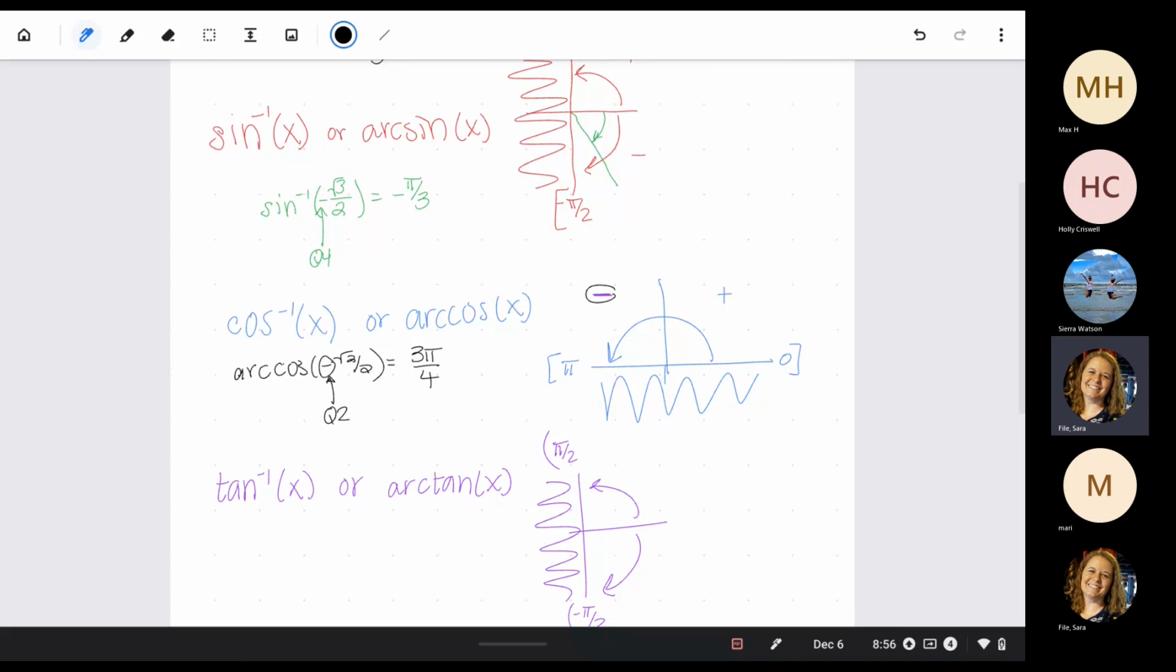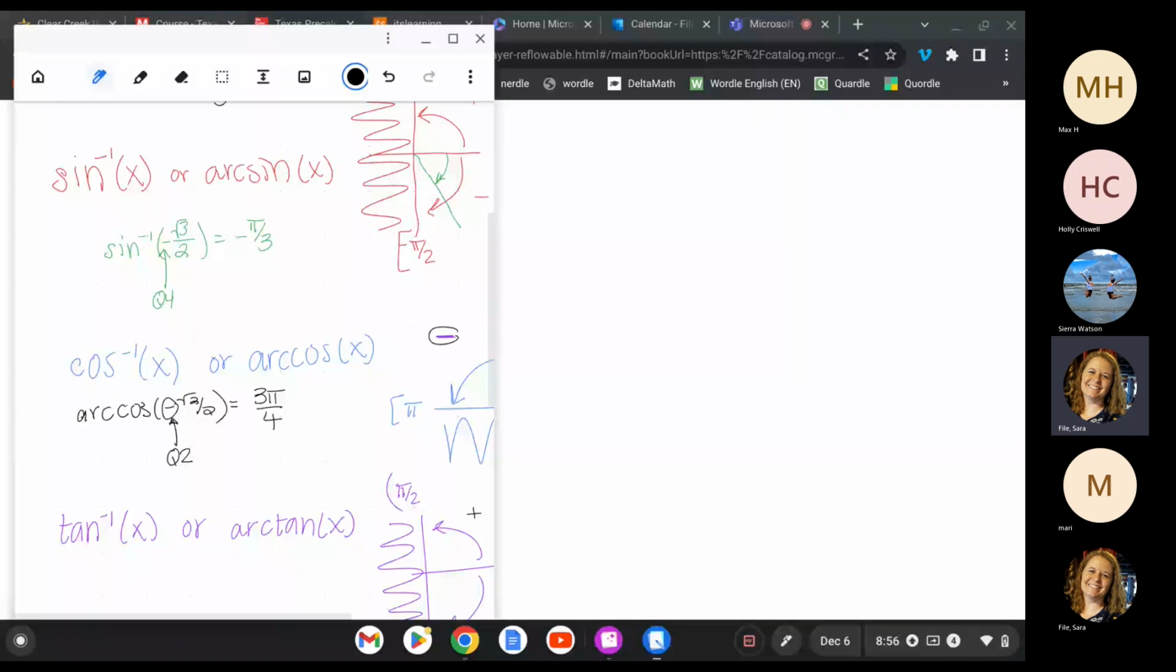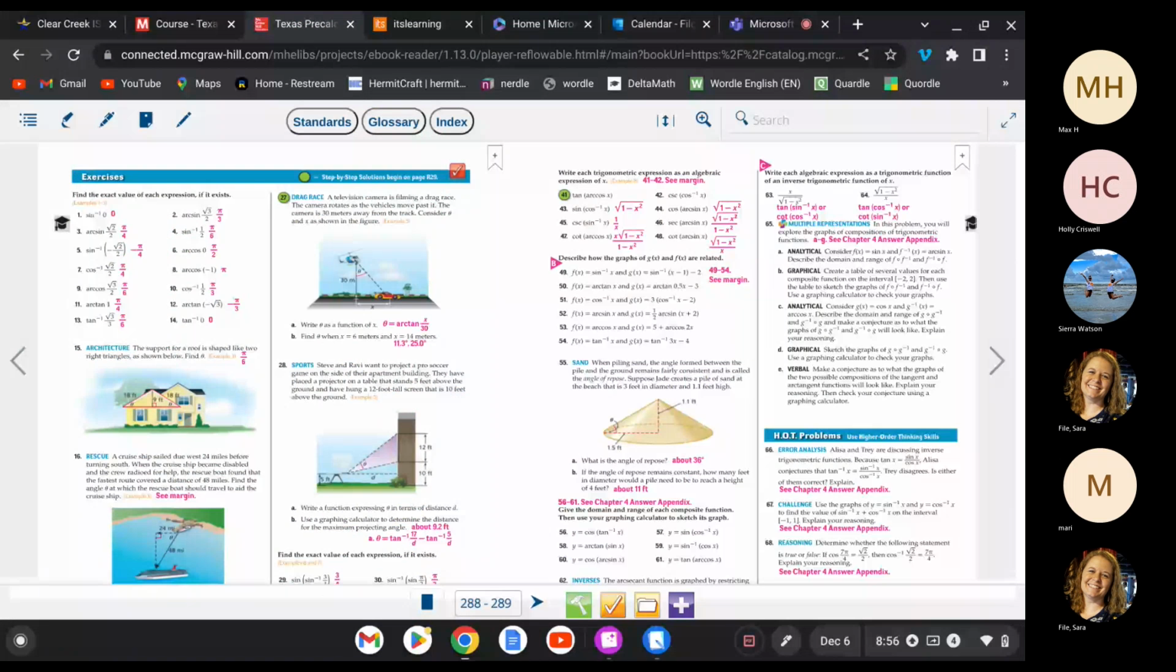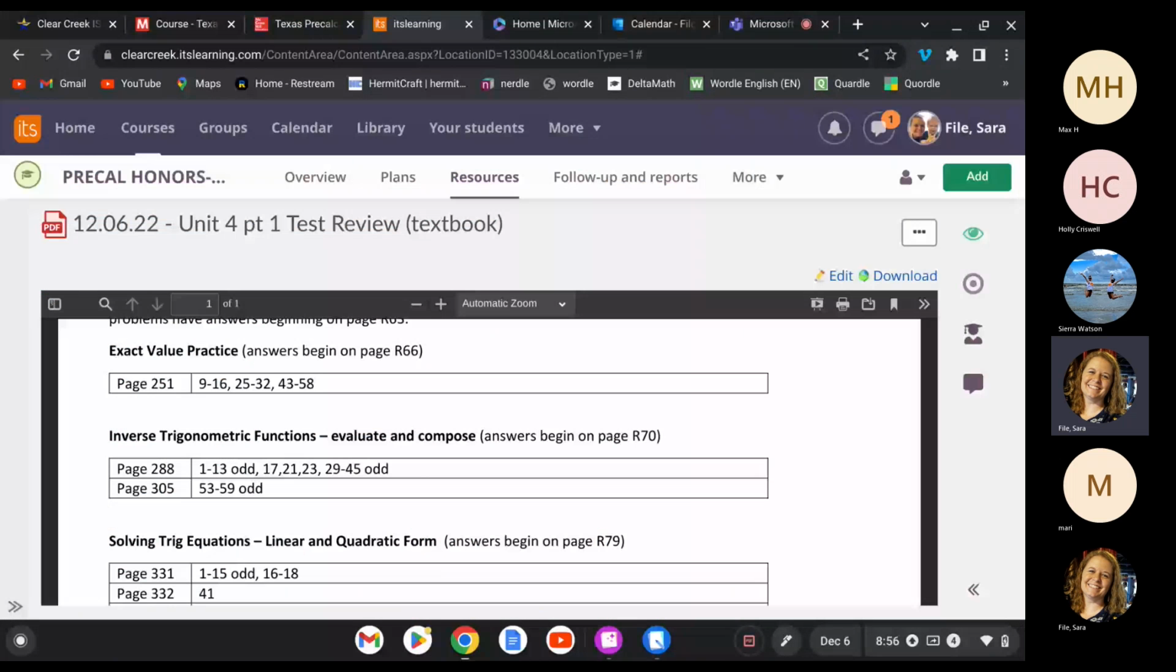Yes. Okay. And I didn't mark it down here, but for the tangent, when tangent values are positive and negative, this would be the quadrants you're looking at. Okay, so let's look at some of the problems using those. I'm going to come back here. 1 through 13. Let's look at those.